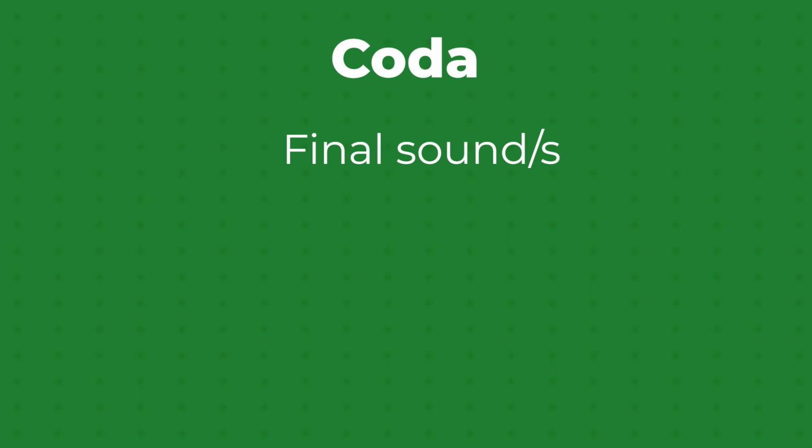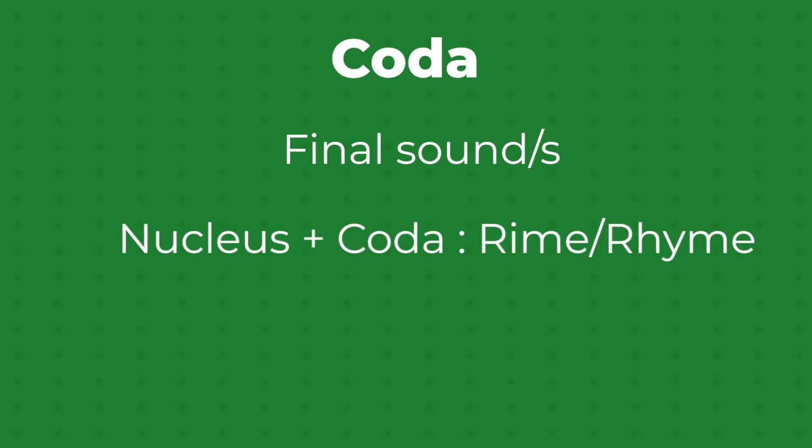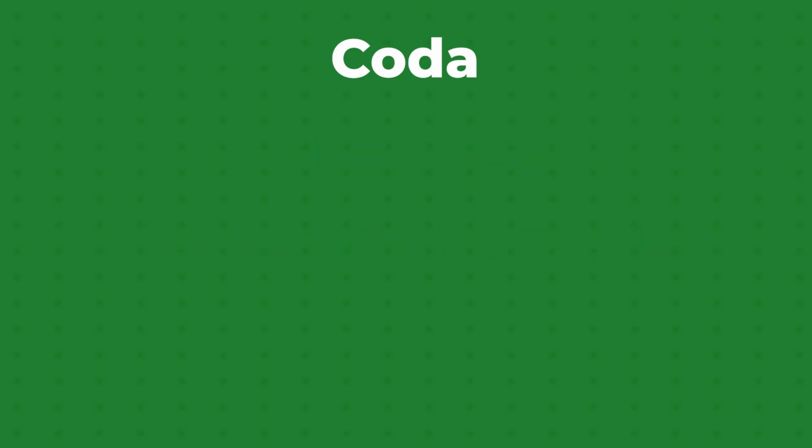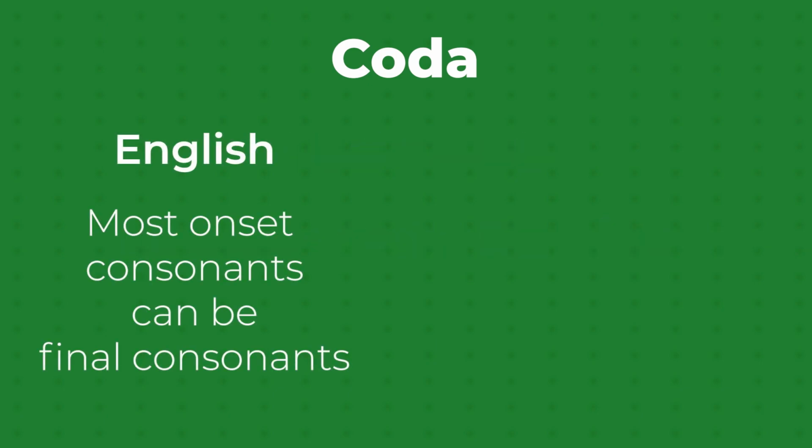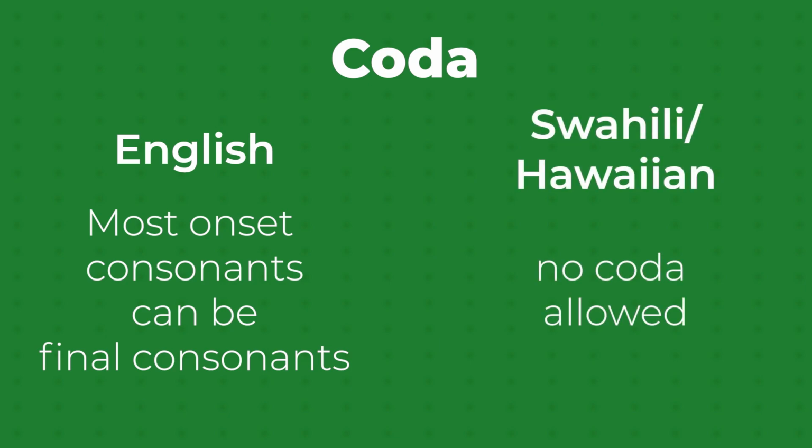The last part of a syllable is the coda. It consists of the consonant sounds that follow the nucleus. The sequence of the nucleus and coda together is called a rhyme or rime. In English, almost all onset consonants are allowed as syllable codas. Some other languages, like Swahili or Hawaiian, forbid syllable codas altogether. In others, codas are restricted to a small subset of consonants that can appear in the onset position.